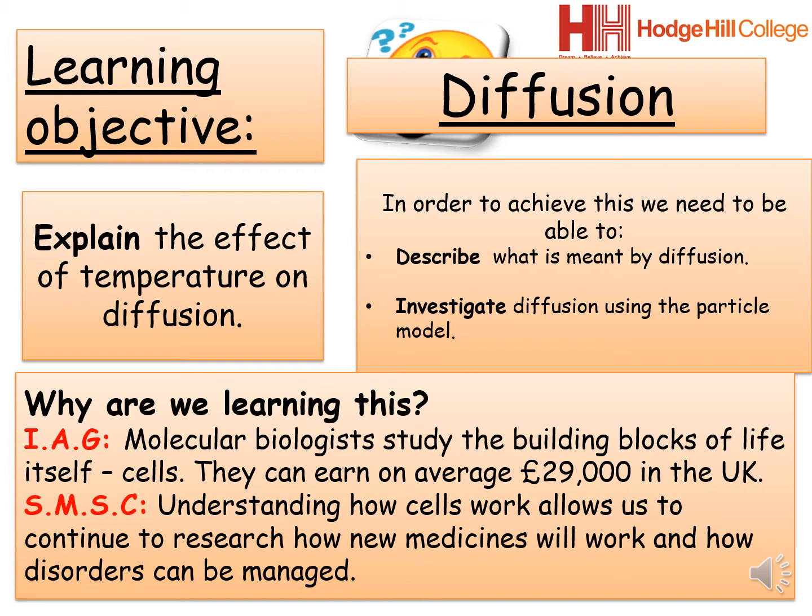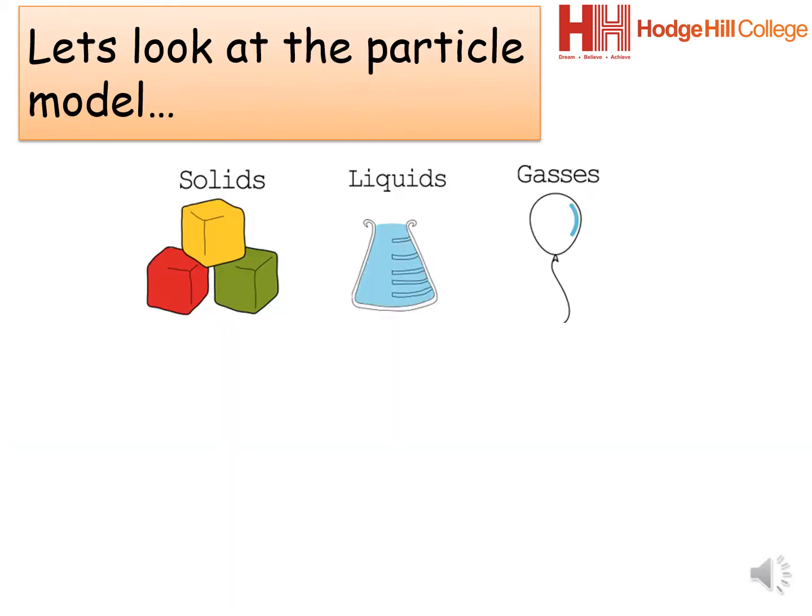Why are we learning this? Molecular biologists study the building blocks of life itself, cells. They can earn on average £29,000 in the UK. Understanding how cells work allows us to continue to research how new medicines will work and how disorders can be managed. So let's look at the particle model.